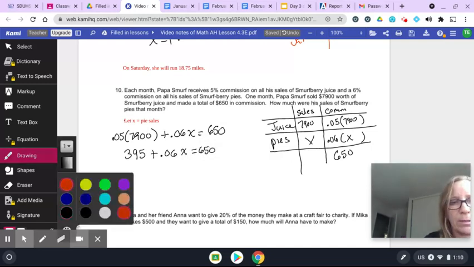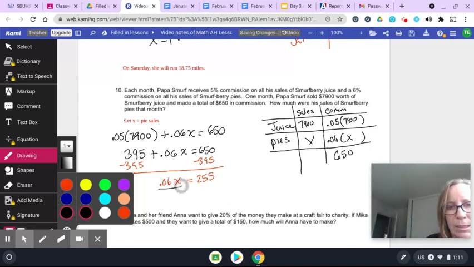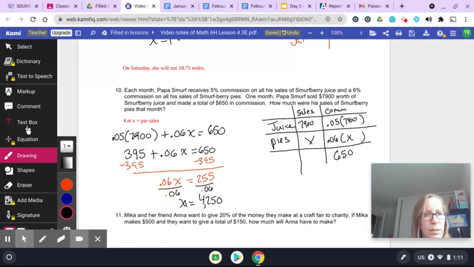All right, we got to solve the equation. So we're going to minus 395. So he made $255 from the pies and commission. So if he is selling pies at a 6% commission rate, I'm going to go ahead and divide by 0.06. He sold $4,250 worth of pies.